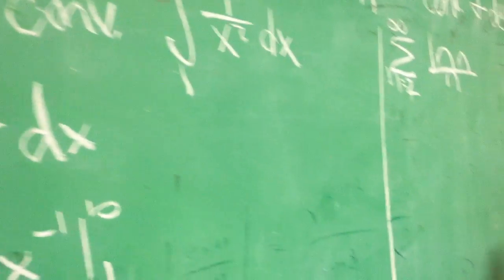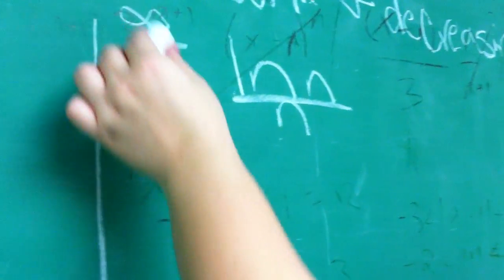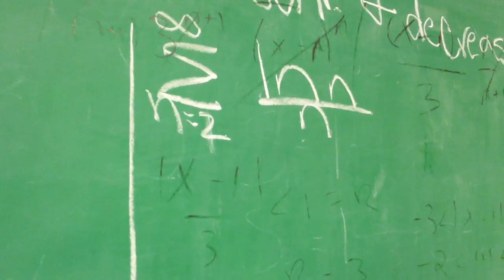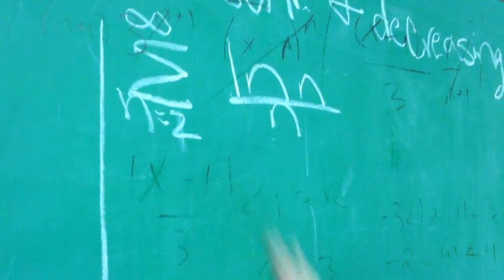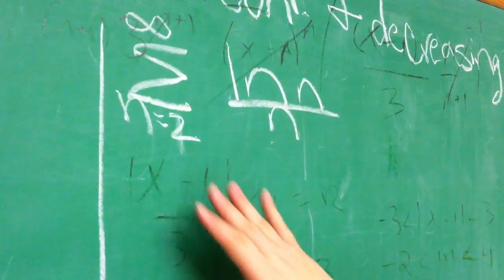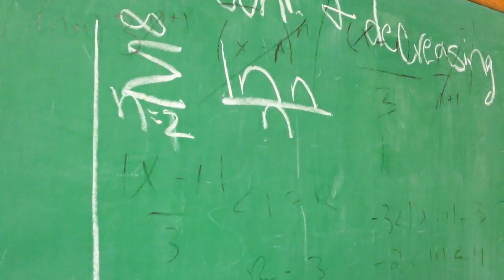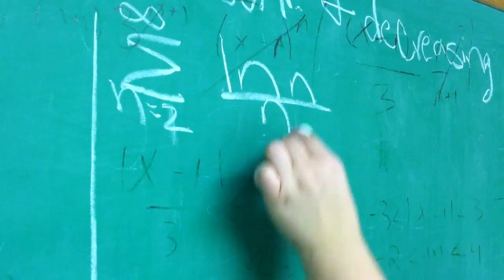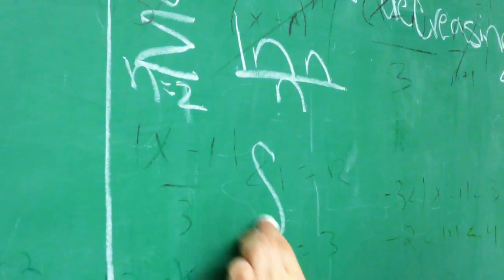Alright, and so now we have another one. We have the sum of ln of n over n from 2 to infinity. It's continuous everywhere except n equals 0, and we don't have to worry about that because we aren't counting 0. And then it's going to decrease because n is going to grow bigger faster than ln n, the bottom's going to grow bigger faster than the top will. So we can integrate this.